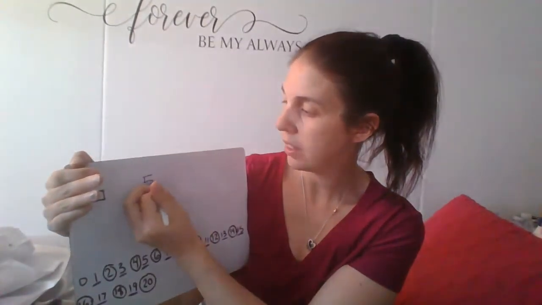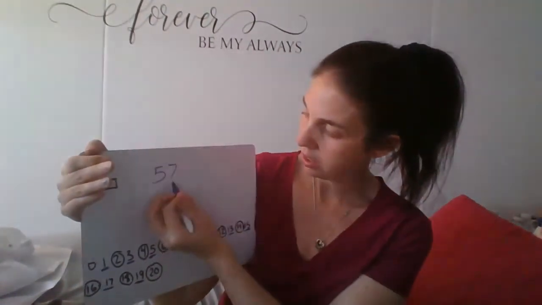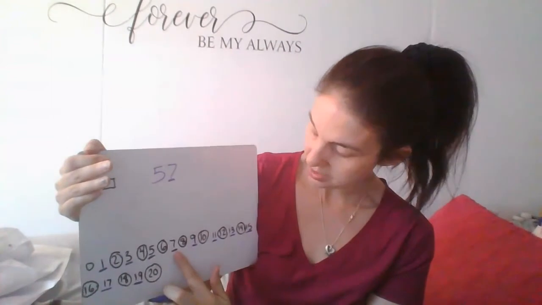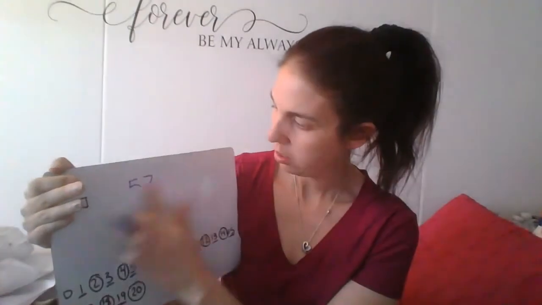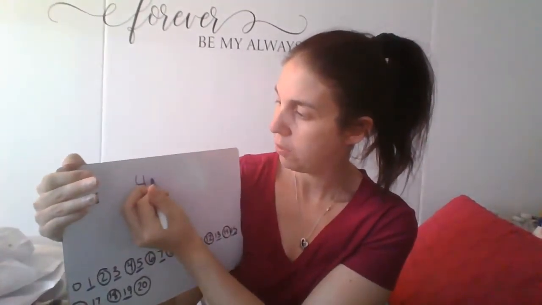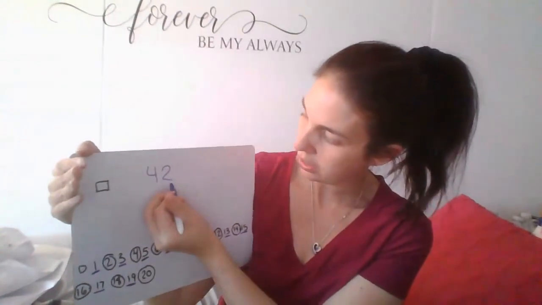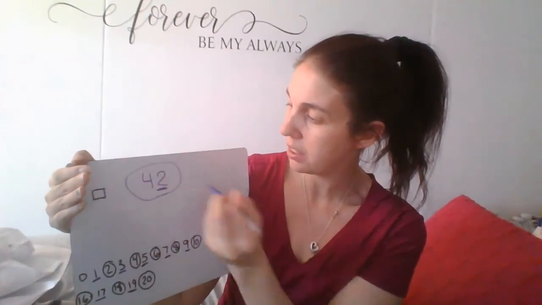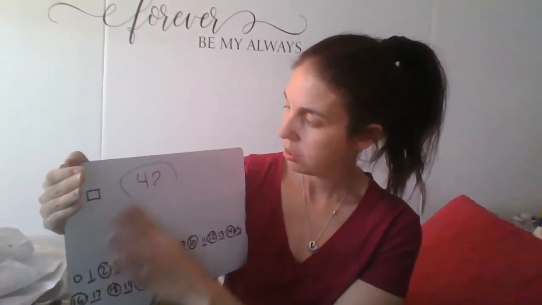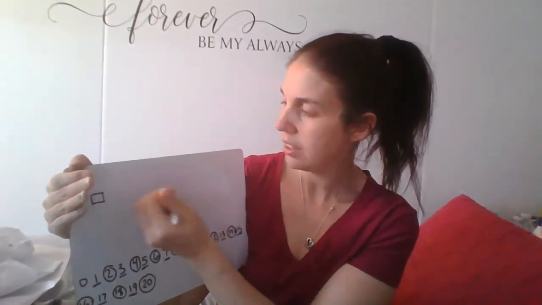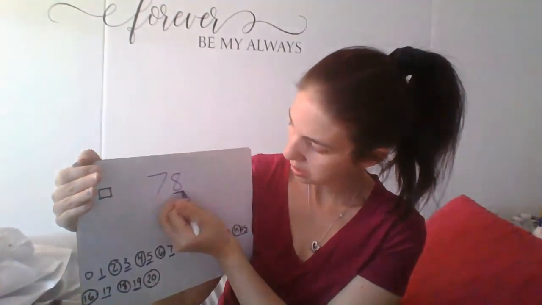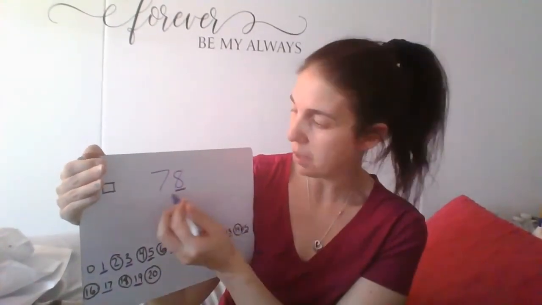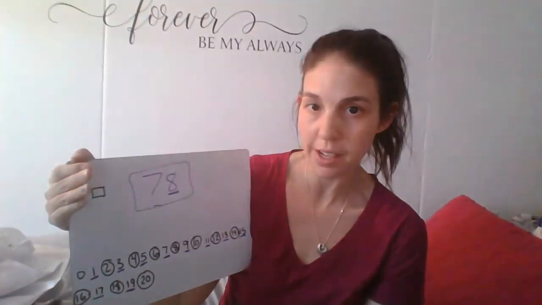What about 57? Your ones place. 7 is an odd number. That makes 57 odd. What about 42? Look at your ones place. 2 is an even number, so that makes this number even. Okay, let's do one more. Let's do 78. 8 is an even number, so that makes this whole number even.